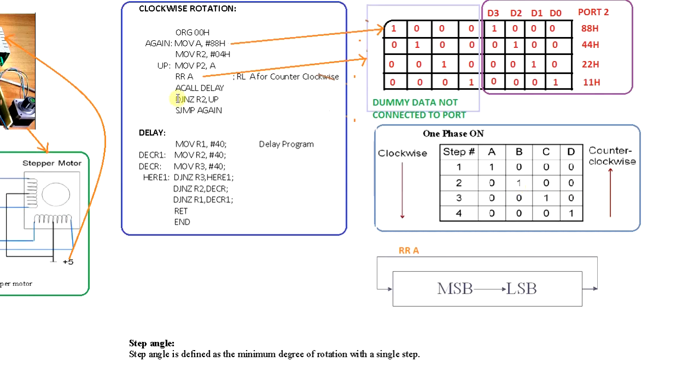Before passing the next data to port 2, we are calling a delay. So when the delay program is called, for each step we have to create a 1 second delay. That is decided by passing a particular value. Prior to that, we have to manually calculate what value we have to decide. So to witness a proper step angle, I have given a 40. If a very minimum value is given here, what happens? The stepper motor is going to rotate in a very fast manner.